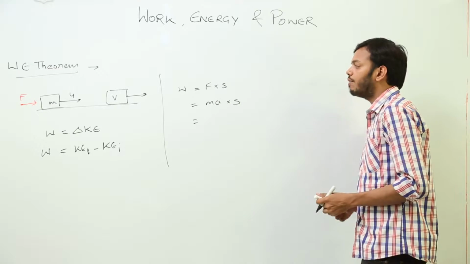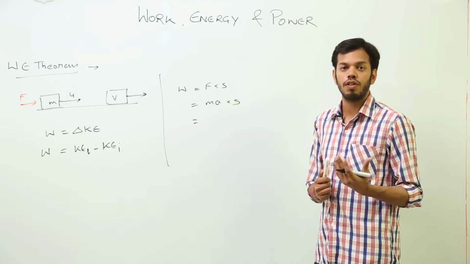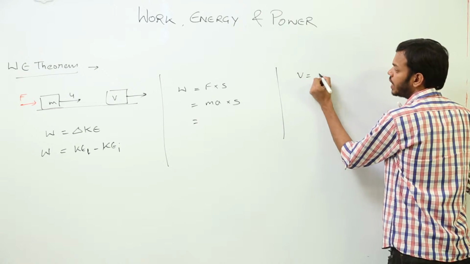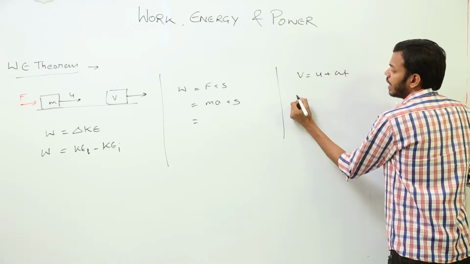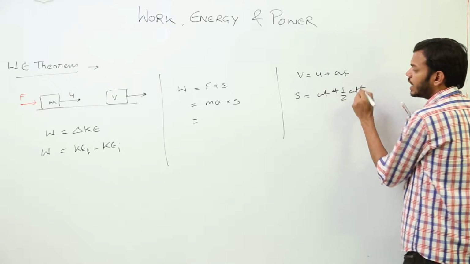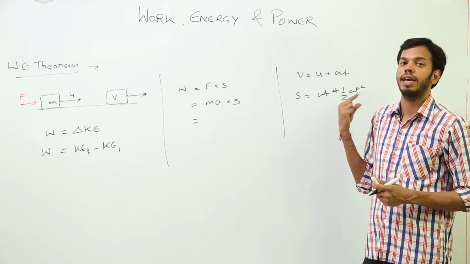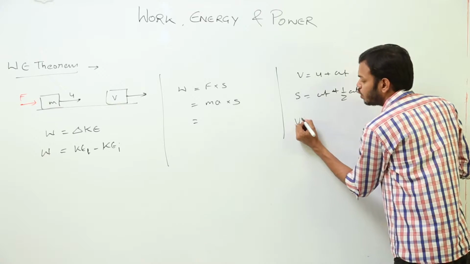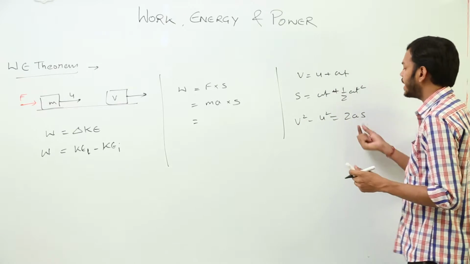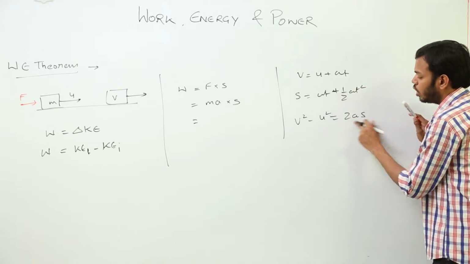Now I have to put the value of a or s from already known equations of motion into this equation. What are the equations which we know? We have v is equal to u plus at, and s is equal to ut plus half at square. We are going to reject these two equations because we do not have the value of time. So we are going to use the third equation, which is v square minus u square is equal to 2as. I can take out the value of a or s or both here, so I am taking the value of both here.